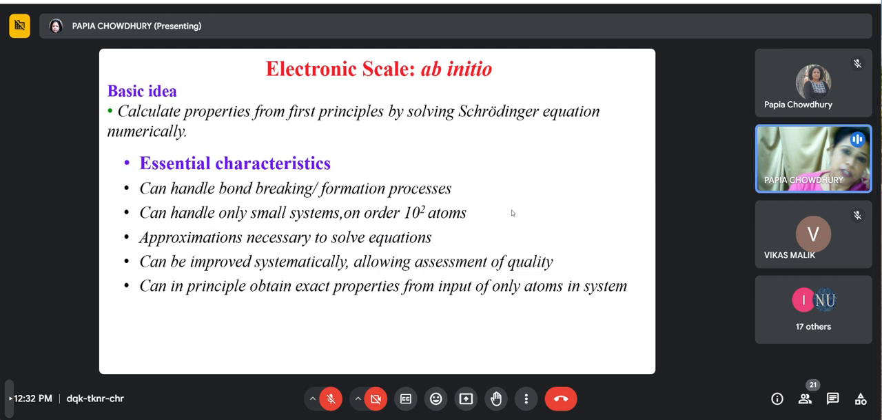Now, to discuss a little about the characteristics of the ab initio method, to solve this type of system we use the Schrodinger equation, and we generally handle the bond length and bond angle of those systems. With the ab initio method, we can handle about 10 to the power 2 atoms. In some cases we definitely have to apply approximation methods like Hartree-Fock, WKB, or DFT. Nowadays, people are working on DFT methods also.